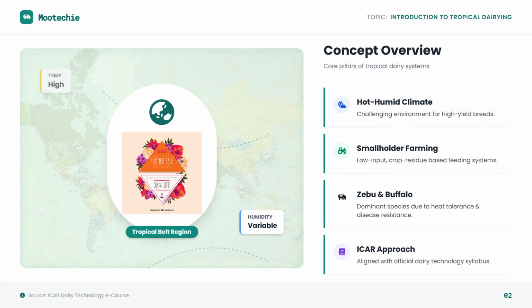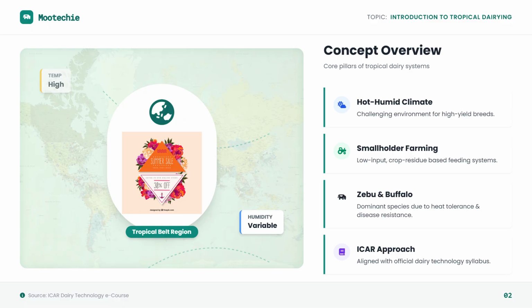Tropical dairying mainly occurs in regions experiencing high temperature and variable humidity. These climatic conditions create a challenging environment for dairy animals. Most dairy systems in the tropics are based on smallholder farming. They usually depend on low input systems and crop residue based feeding. Zebu cattle and buffaloes are the dominant dairy species in these regions. They are preferred because of their better heat tolerance and disease resistance.